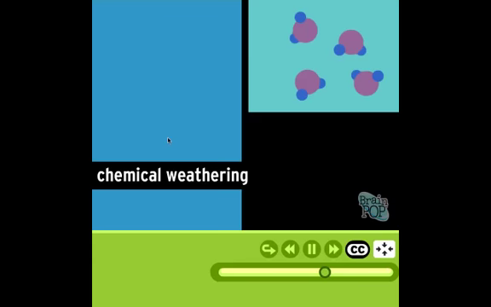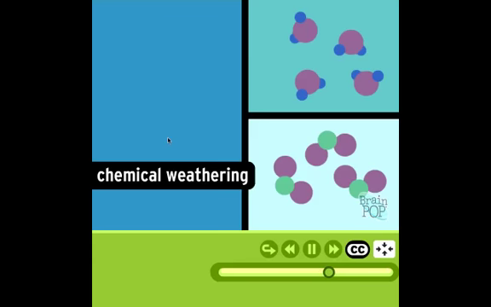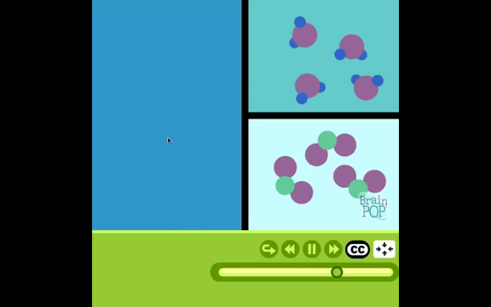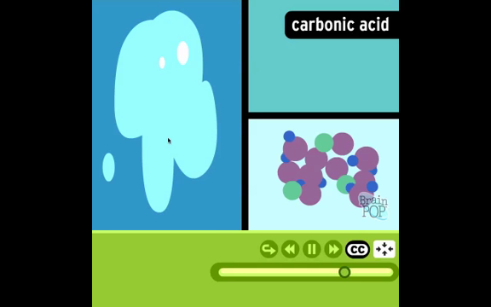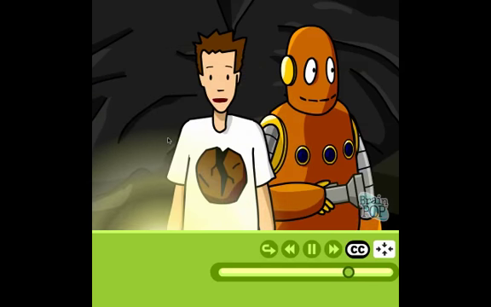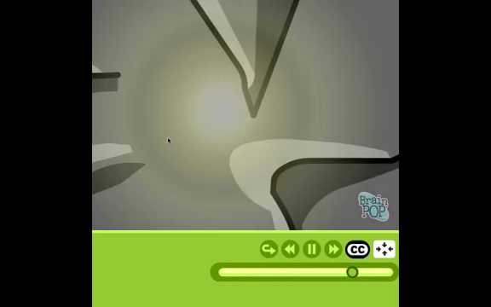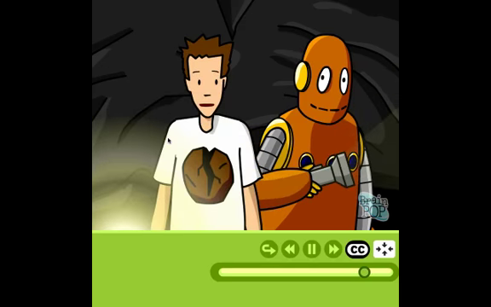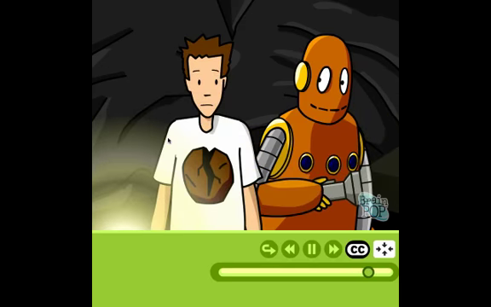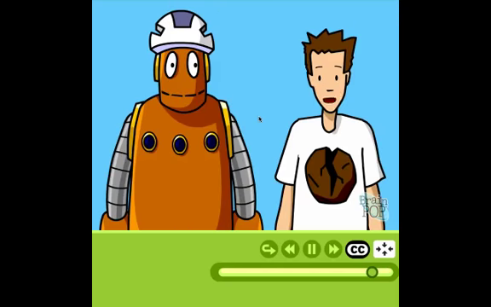Chemical weathering happens when water, air, or other substances react with the minerals in rocks, soil, and building materials to change their chemical composition. When water reacts with the carbon dioxide in the air, it makes carbonic acid. Carbonic acid reacts with the calcite in limestone. Over thousands of years, an entire cave like this can form from chemical weathering. I'm ready to go. What about you? I think you better find another place to skateboard.